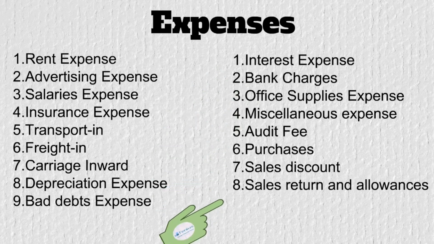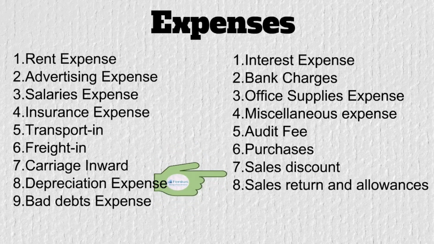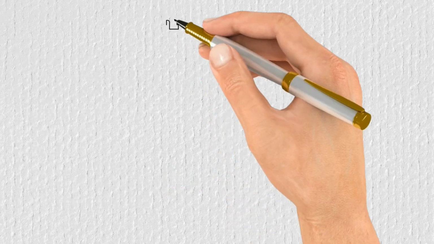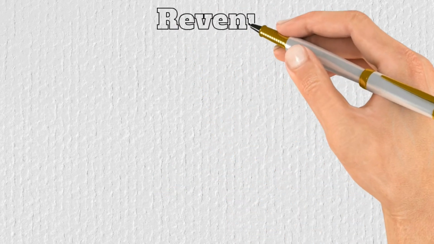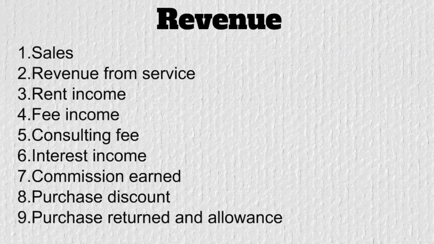Sales discount and sales return and sales allowances are contra income accounts. For this reason we have written them over here, but these are technically not an expense. The next head of account is the revenue or income. In revenue or income, the most important account is sales. What is sales? When you are selling your goods on credit or on cash, you record that as sales. Then the income from the services is revenue from the services or income from the services.